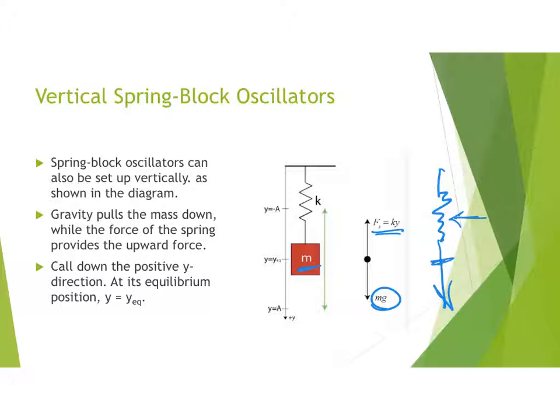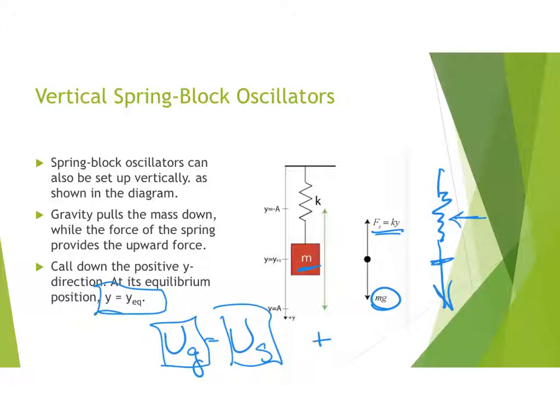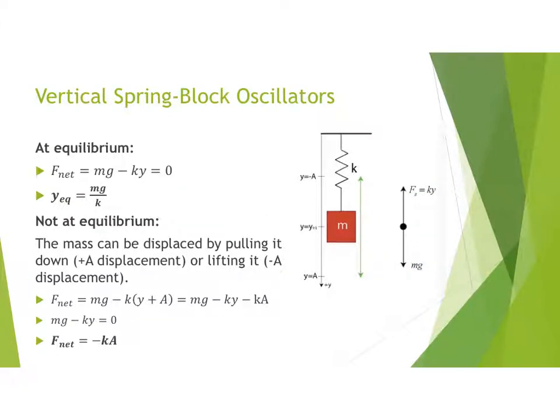So I'm going to call the downward direction positive, and at its equilibrium position, we're going to say y equals y_EQ, or our equilibrium position with y. Now, when we start working with problems like this, oftentimes we are setting the potential energy of gravity equal to the potential energy of the spring. When this is maximized is also when my potential energy of the spring is maximized.